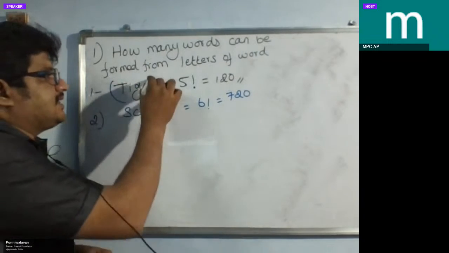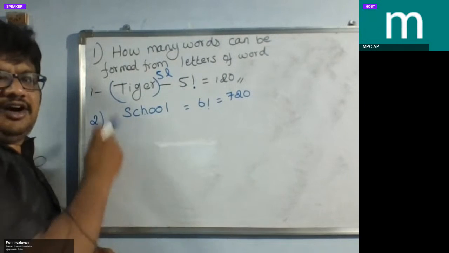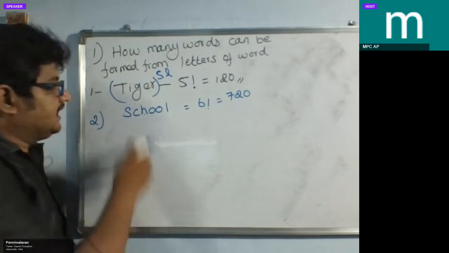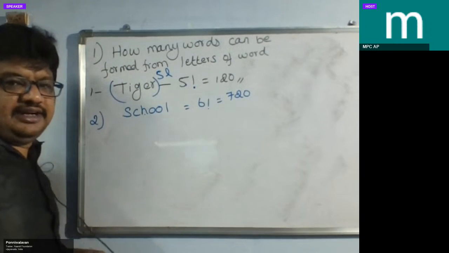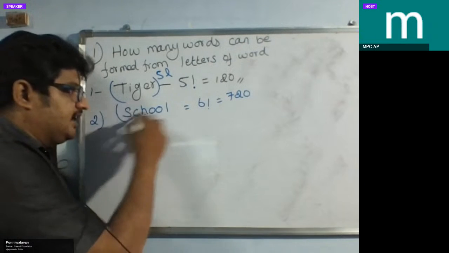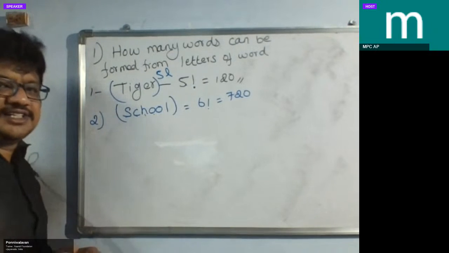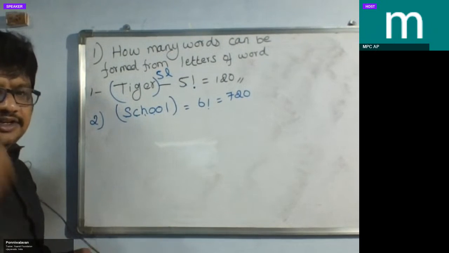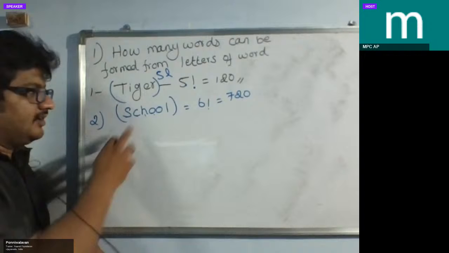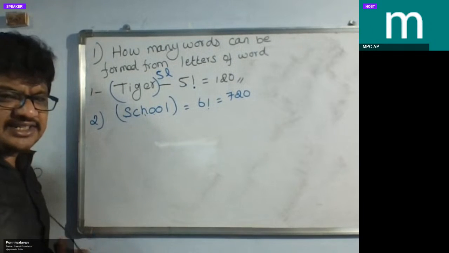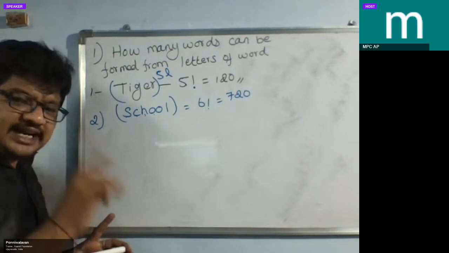Here how many letters are there? 5 letters, T-I-G-E-R. All 5 letters are different. Here 1, 2, 3, 4, 5, 6. 6 letters. No, 120 is not the right answer. Are all 6 letters different? No. Is there repetition?